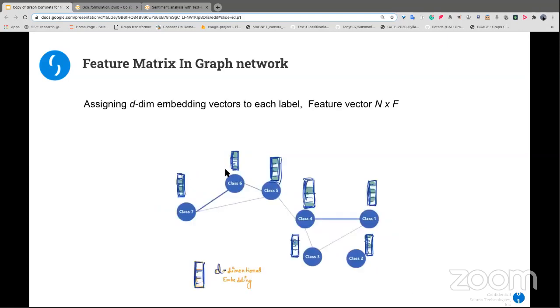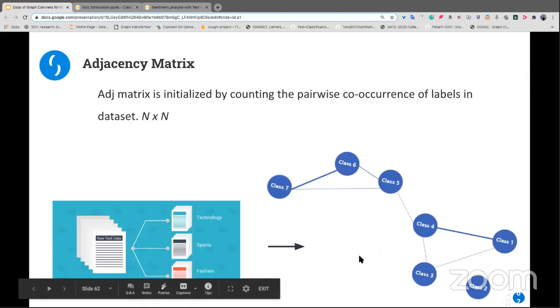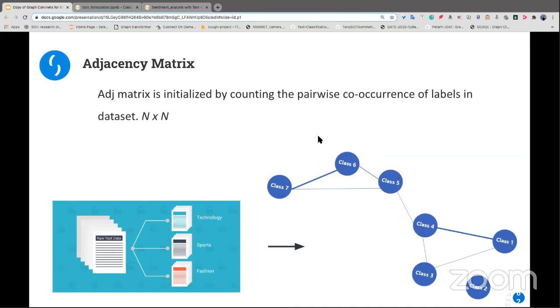First, we assign a word2vec embedding, or any embedding, to each node. So I'm encoding each label with word2vec here. Let's say this is a 300-dimensional embedding for each label. And then I'm finding the correlation matrix: how many times two labels occur together. Based on that, I'm building the adjacency matrix, which is basically the co-occurrence of the labels.